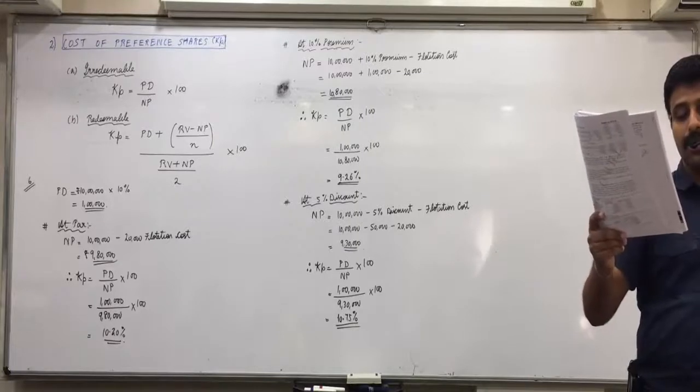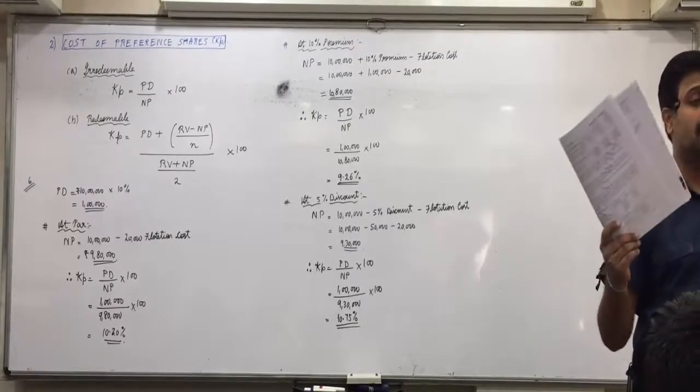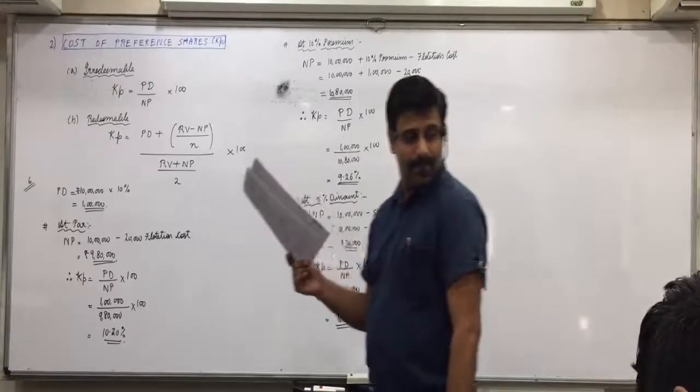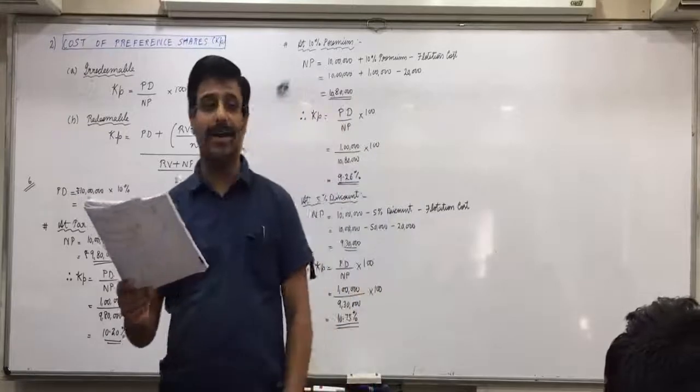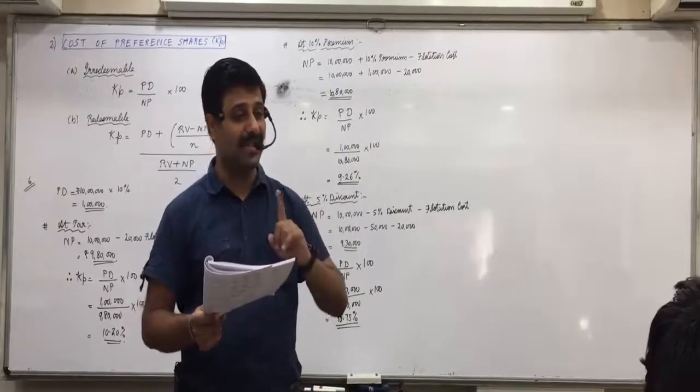Third option: issued at 10% premium and the market as net proceeds. What will be the net proceeds? 10 lakh 80,000. Flotation cost 20,000, you minus it everywhere.